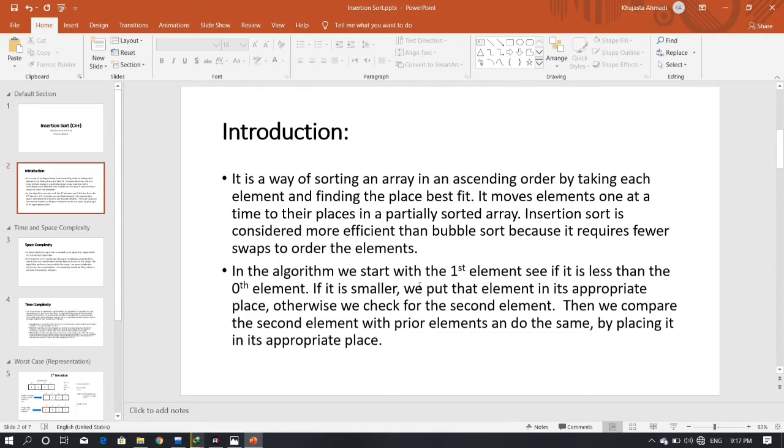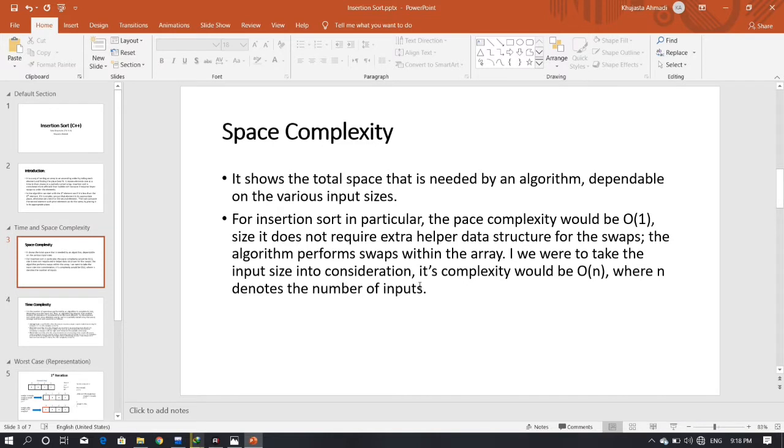So how it works is that we take one element, starting with the second element, and we move it one by one while making a partially sorted array. Now, as we talk about algorithms, there's one other important thing that we should discuss, which is the time and space complexity, because to talk about how efficient an algorithm is, we must look at its space and time complexity. To begin with, space complexity is the total space needed by an algorithm depending on the various input sizes. What we mean by this is the complete space that the algorithm takes, taking into consideration the number of inputs that go into that algorithm.